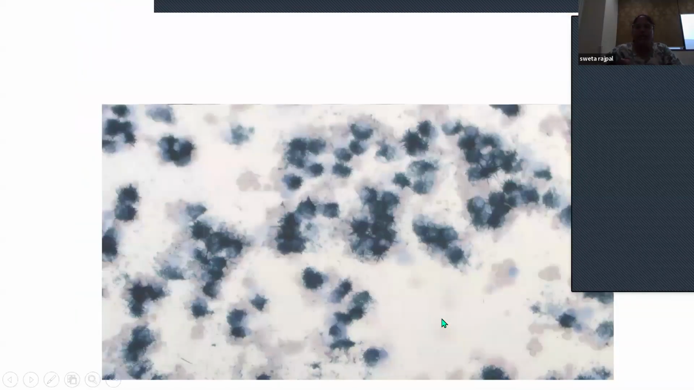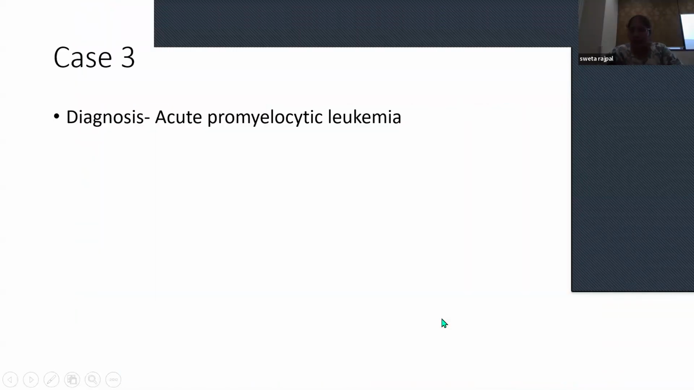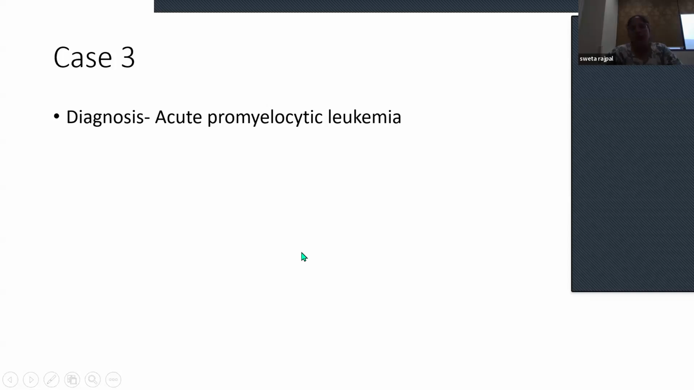So this case is a case of acute promyelocytic leukemia, and we'll perform cytogenetics and confirm by FISH for PML-RARA, and RT-PCR for PML-RARA will be performed for these cases.